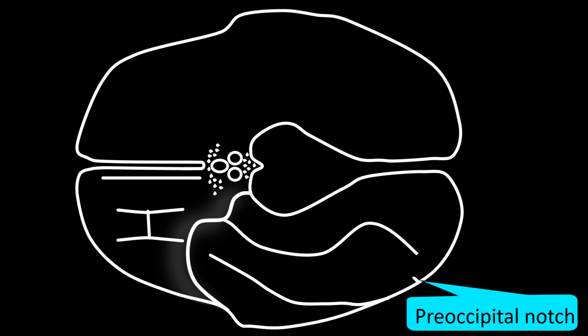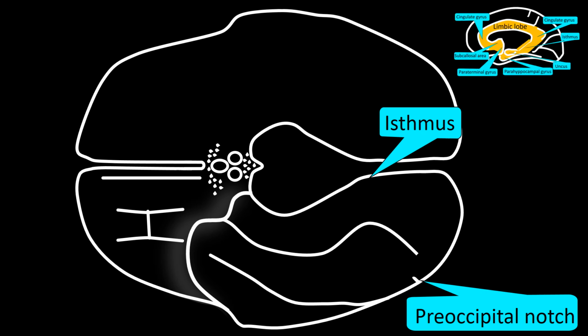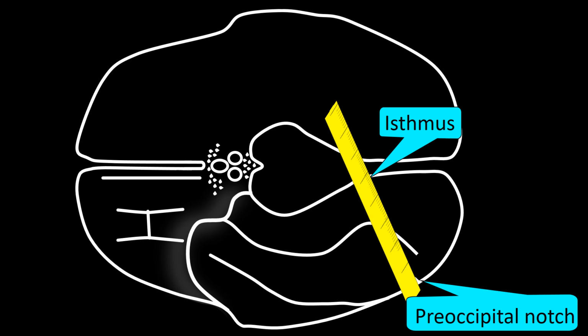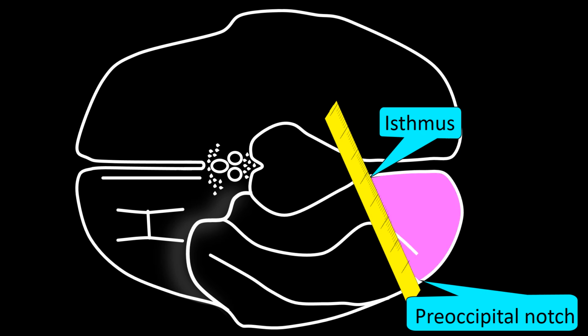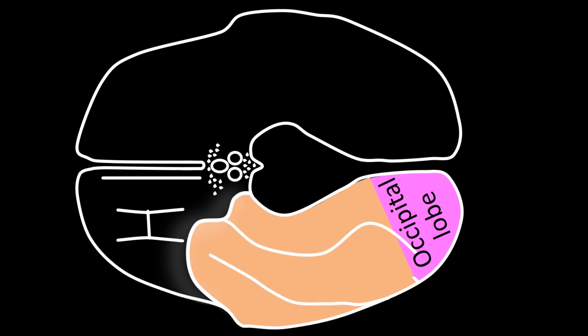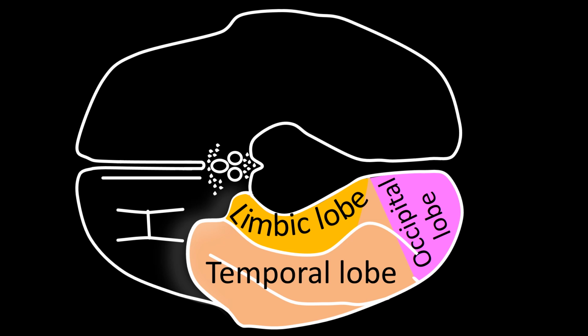Now go to the pre-occipital notch and to the point just at the end of the heart figure, called the isthmus of the limbic system, and use a ruler between them to draw a line. Behind this line is the occipital lobe. In front is the temporal lobe, or the temporal lobe and the limbic lobe according to others. Going with the more traditional labeling, we're going to continue calling it the temporal lobe.